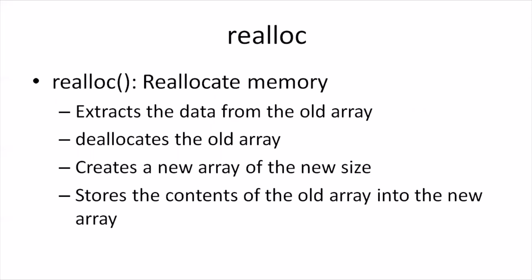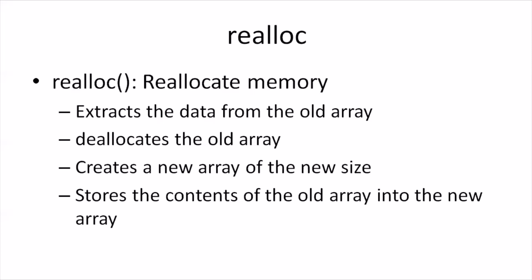This is where the function realloc comes to our rescue. Once an array is created dynamically using malloc or calloc, realloc can be used to change the size of the array as and when required. It extracts the content of the old array, deallocates it, creates a new array with the new size, and stores the data that it had extracted from the old array in their appropriate position. However, realloc does not work if the array is created statically.